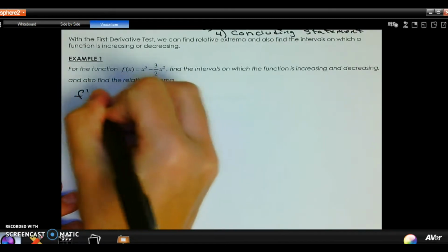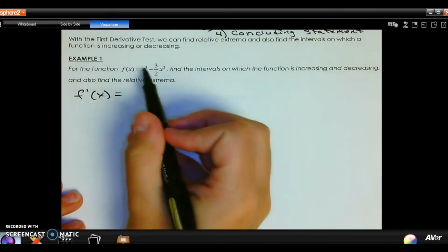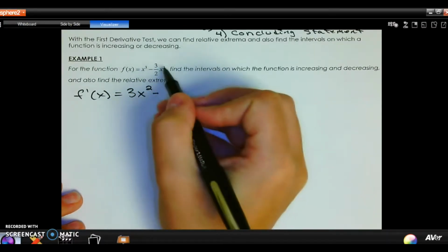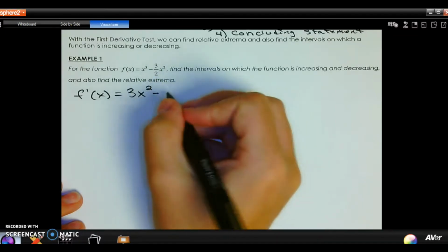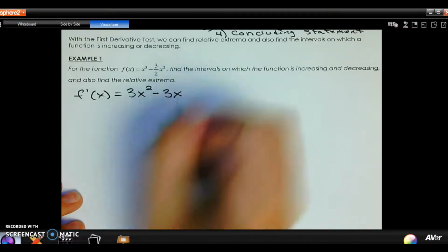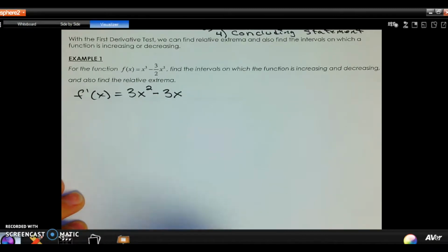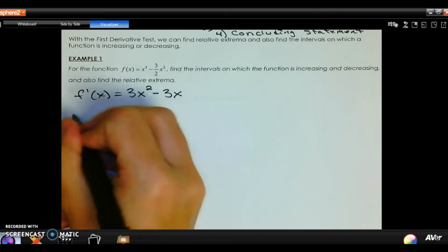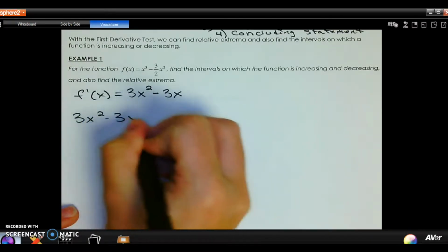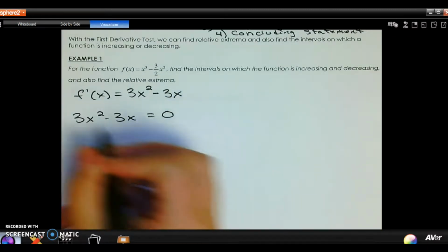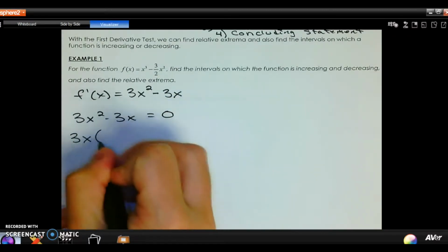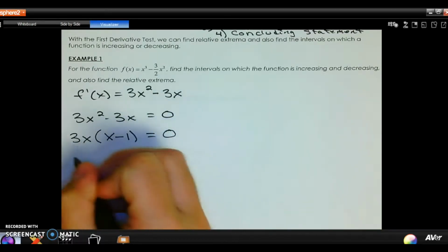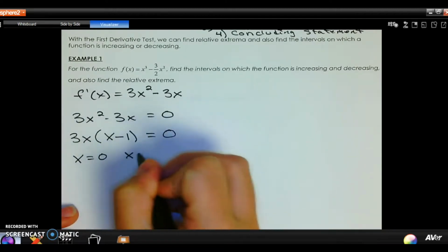The first thing we're going to do is find the derivative. The derivative here is just a simple power rule, so that's going to be 3x squared, minus, that'll give me a 6, but it's divided by 2, so 6 divided by 2 is 3x. I took my derivative, and now I'm going to set that derivative equal to 0. I can take out a GCF, so I'll pull out a 3x. That leaves me with x minus 1 in parentheses equals 0. So I get x equals 0 and x equals 1.